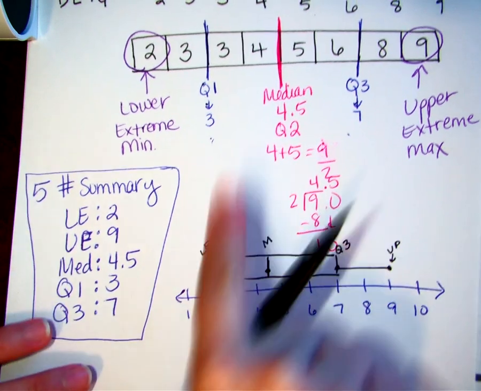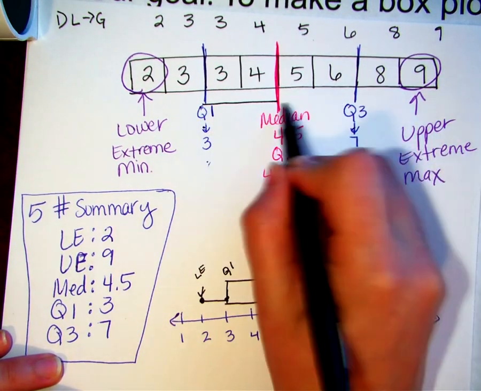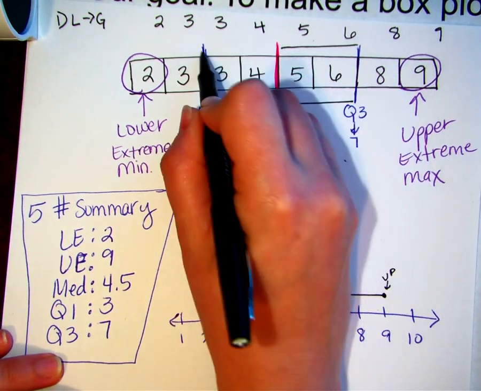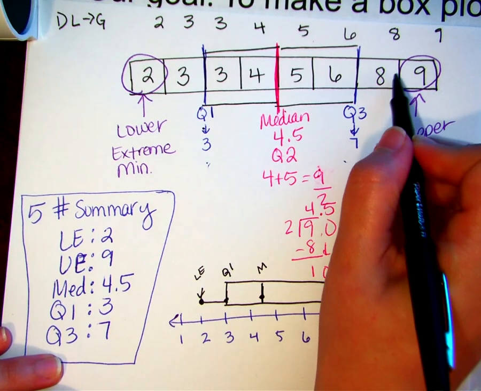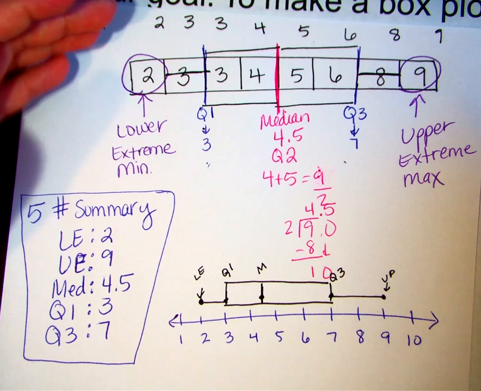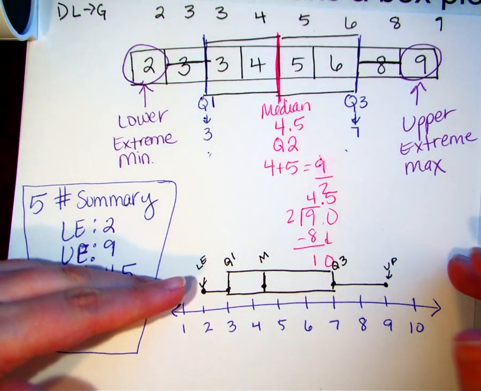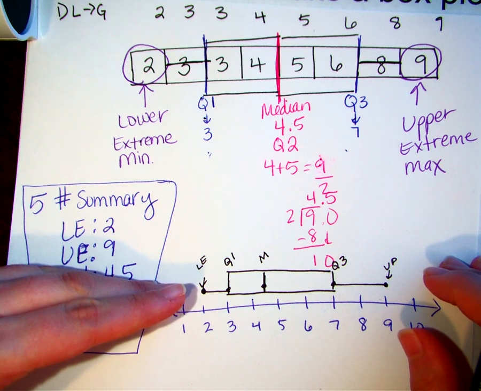Now the whole point of doing this right here, I forgot to do it, but if you would have connected these, this is your box. And you connect your dots to your box like that. So we would make a huge big box plot on a fraction strip and transfer it onto a number line. That makes it a little bit easier to do.